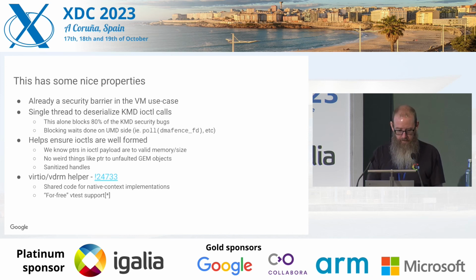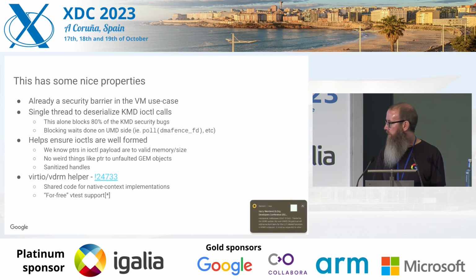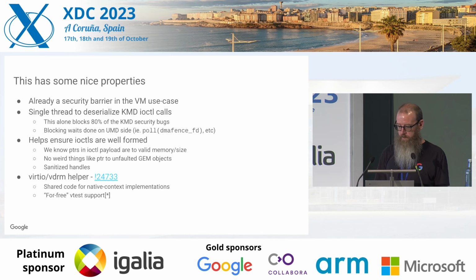And at the bottom is a link to an MR I have up that's adding a VDRM helper in Mesa, which basically means native context implementations that use this will work automatically also with vtest. And by the way, as I've been seeing these bugs come in, I've been conducting a mental experiment of, could this bug in the kernel have been reached through native context? And so far for the ones I've seen, the answer has been no. I mean, it probably doesn't block everything, but blocking nearly everything is a significant improvement in your defense in depth posture.